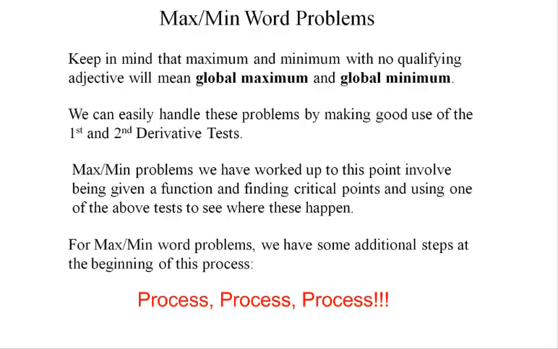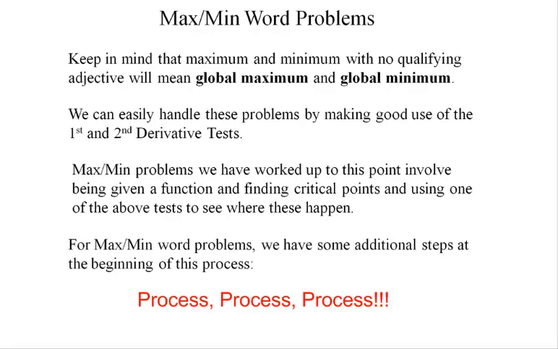Let's start this lecture by doing a recap, and I want you to keep in mind that max-min with no qualifying adjective will always mean global or absolute. If these word problems want you to find the most or the greatest or the maximum that something can be, they are talking absolute or global. Least, smallest, minimum, absolute, or global.